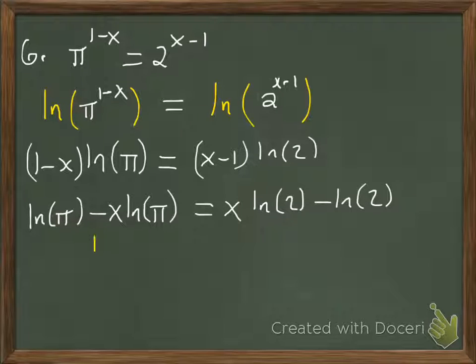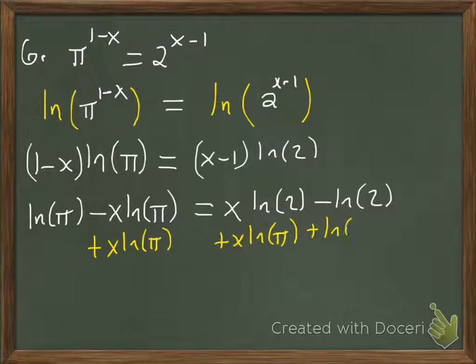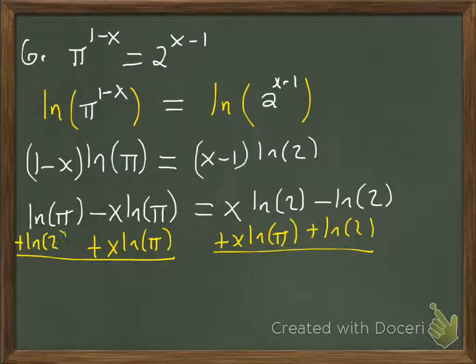Now we're going to move the terms with x over onto the right hand side, and it doesn't matter, you can do it to the left hand side. So we're going to add x ln of pi to both sides, and we're going to add ln of 2 to both sides. So that's going to give us all the non-x terms on one side of the equation here. So we have ln of pi plus the ln of 2.